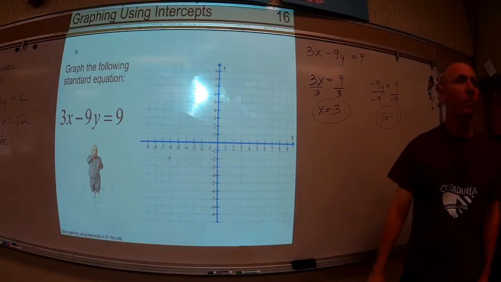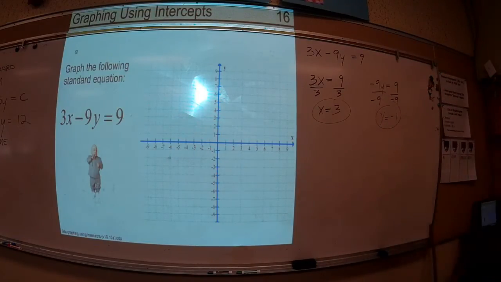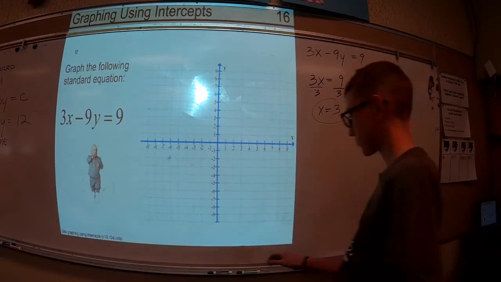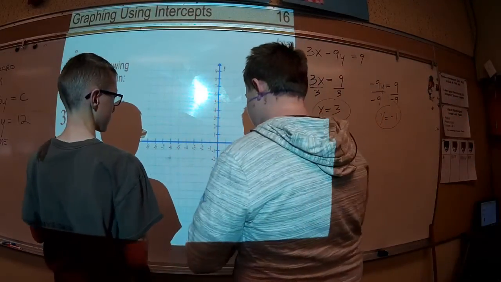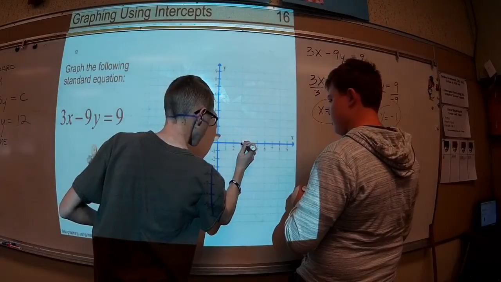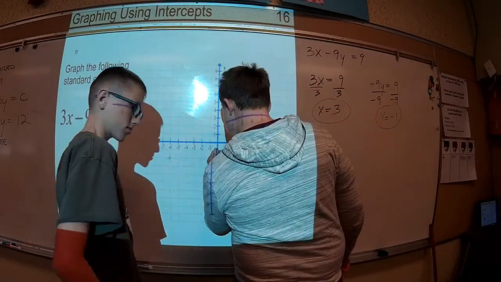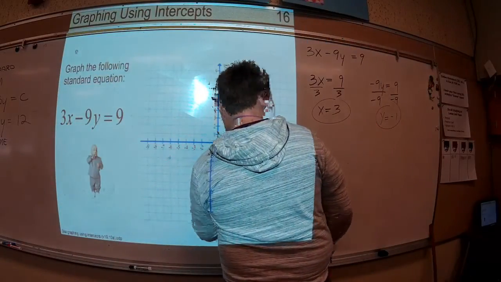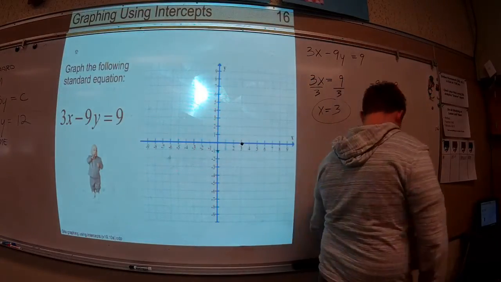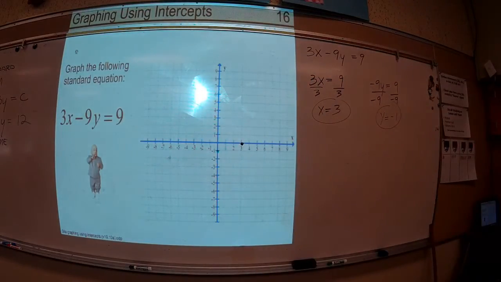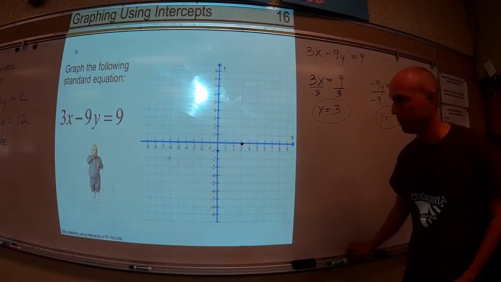I have 2 intercepts for 2 people. Cameron, Sam, come plot those intercepts. Do you want me to do X or Y? Pick one. I'll do Y. Tell me what to do now. Find the third point. Give me some more points. Follow the pattern. Up 1 over 3, up 1 over 3. Give me lots of points. And then connect the dots.